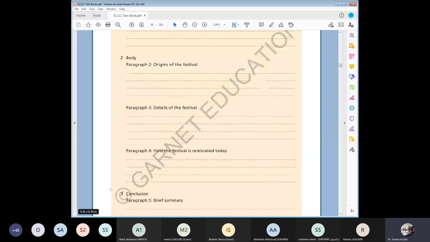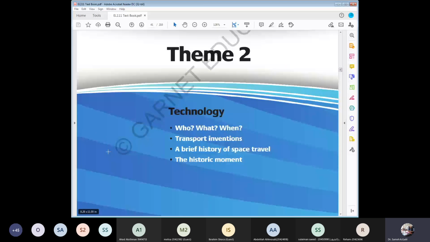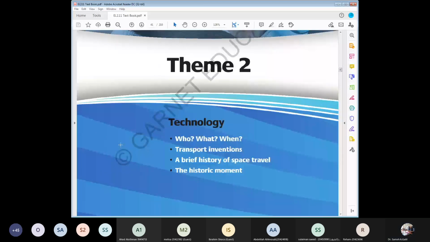Okay. So like I said, we're starting theme 2. And theme 2 has this interesting title, technology. So what are the associations of the word technology? Associations means whatever comes to your mind when somebody says something. So when I say Arab Open University, what are the associations? What ideas come readily to your mind?